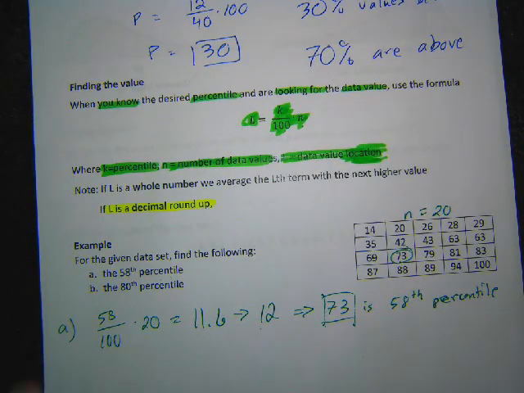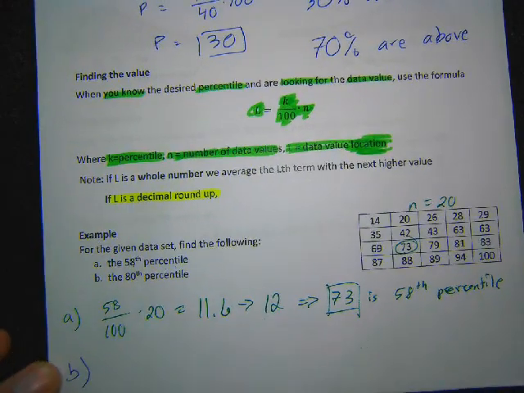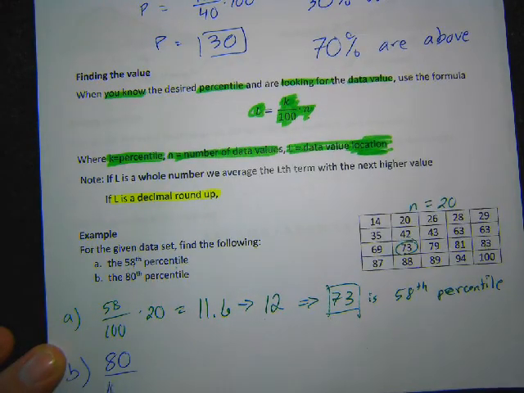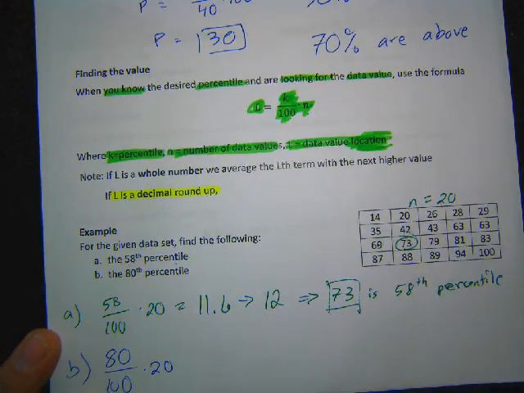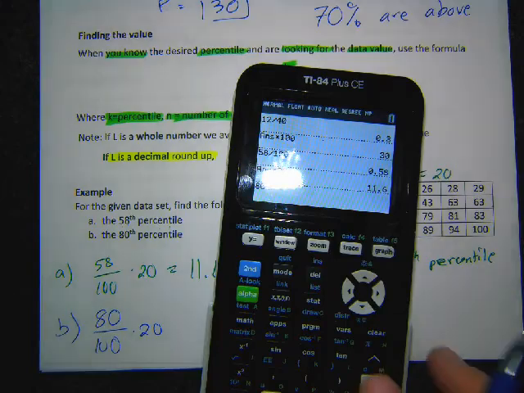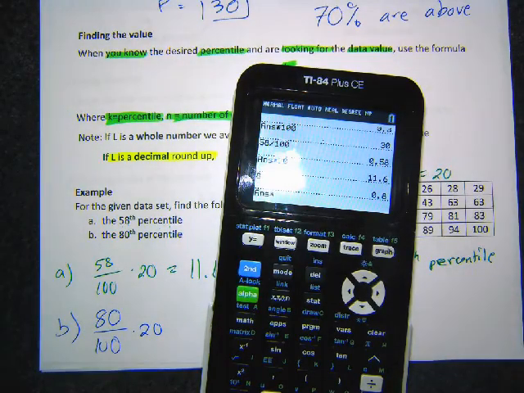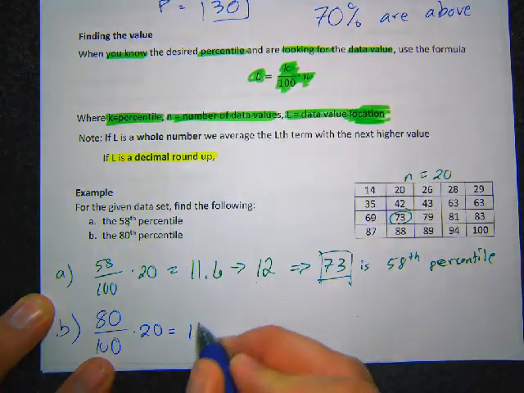What about another one? Let's do the 80th percentile. So now I'm going to do part B. We're doing the 80th percentile out of 100. We're still multiplying by 20, because there are 20 numbers in this data set. So take 80 divided by 100, then times the 20 for the data set, and we get 16. Now, what do we do?